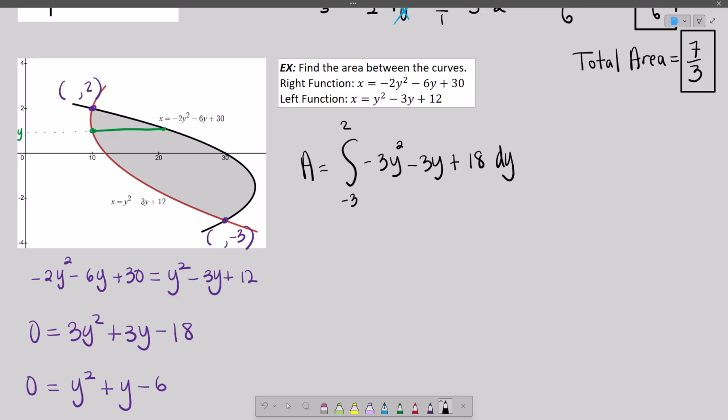Anyone have a question up to that point? So we're looking at that integral on the board. That polynomial part is representing the height of the rectangle, and the dy is representing the width.